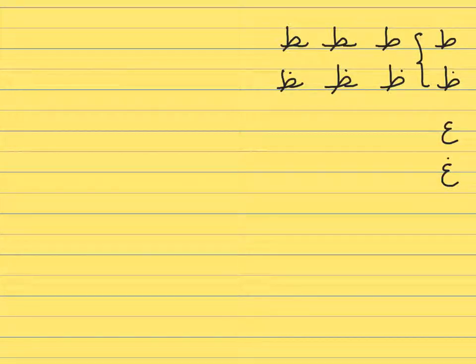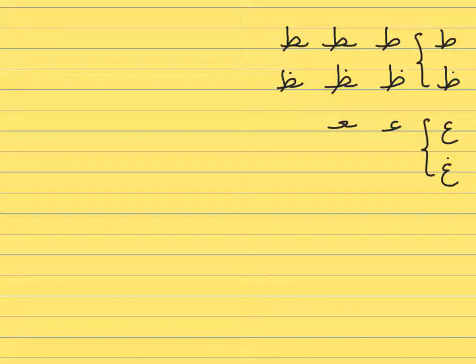Ain and ghain. These two share the same rule. So this is your first ain, your beginning ain. You just draw half of the ain and get ready to join it to the next letter. If your ain is in the middle, you can connect it to the previous letter. So this is from the previous letter, and then you draw this. That is how ain looks when it is in the middle of the word.